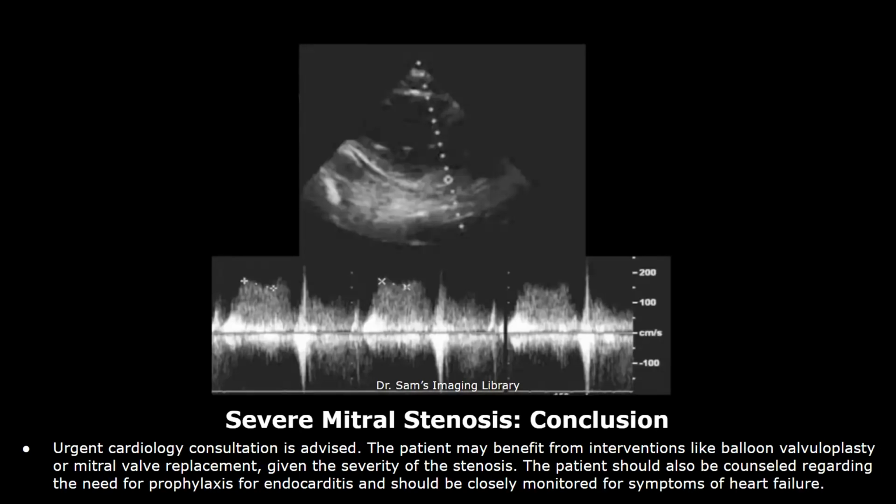Urgent cardiology consultation is advised. The patient may benefit from interventions like balloon valvuloplasty or mitral valve replacement. Given the severity of the stenosis, the patient should also be consulted regarding the need for prophylaxis for endocarditis and should be closely monitored for symptoms of heart failure.